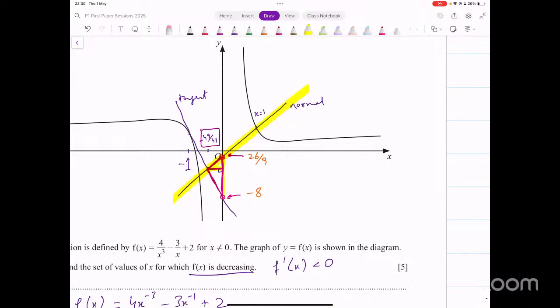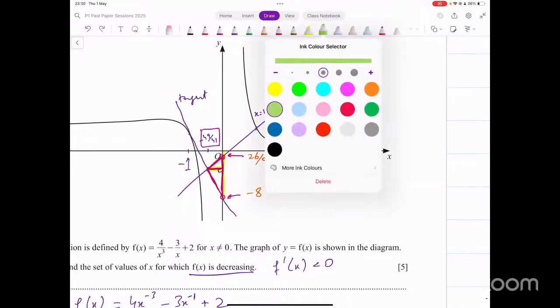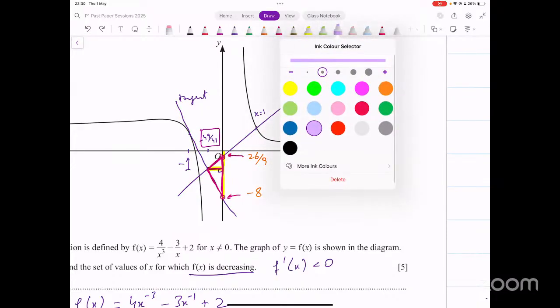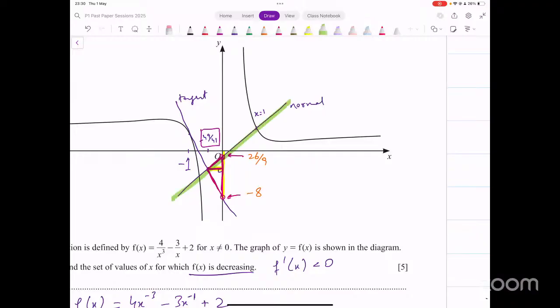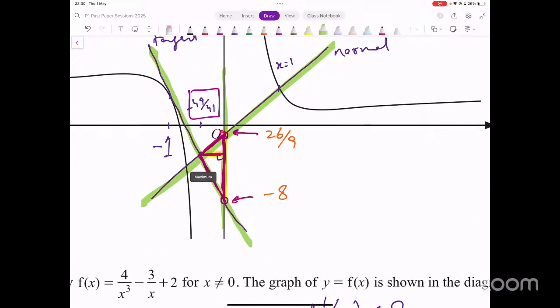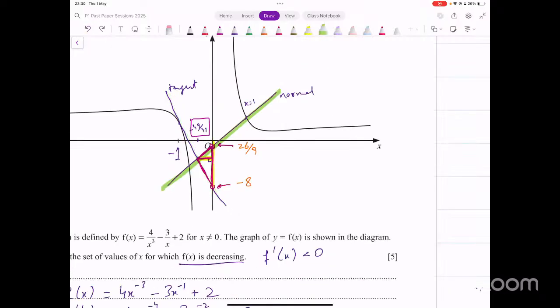One side is tangent, one side is the normal, another side is the tangent. And the third side is the y-axis. This is the triangle that we get in the middle. We want to find the area of that triangle. Now, how do you find the area of that triangle? That's the question. How do you find that area? You can use half into base into height.